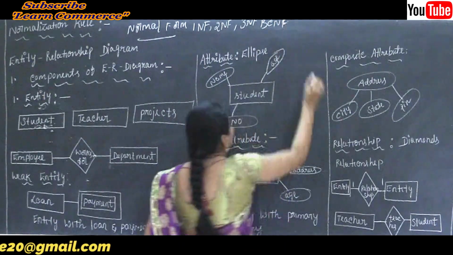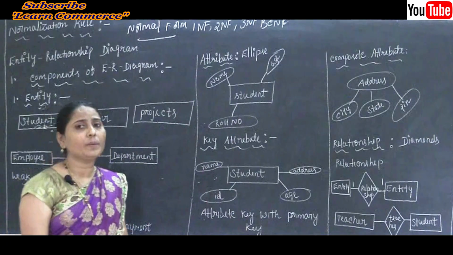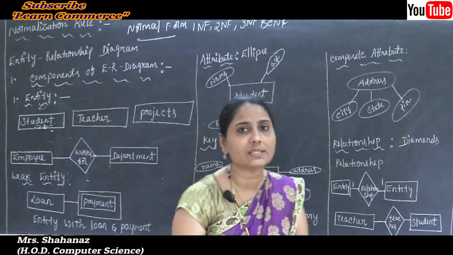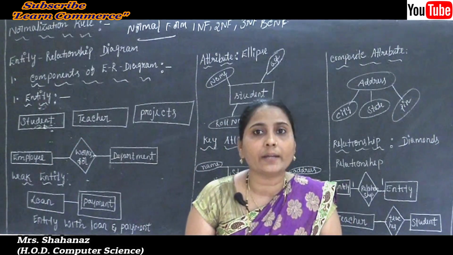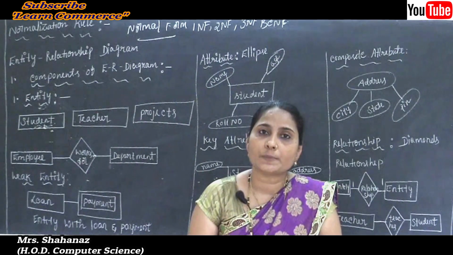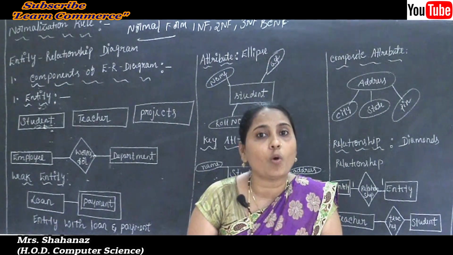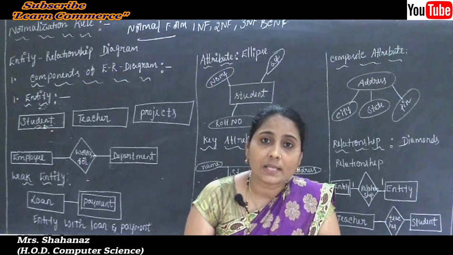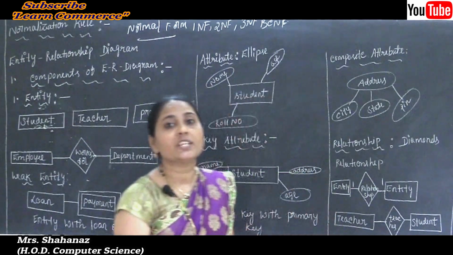So NF in this case here. So what's the meaning of the BCNF? The full form of the BCNF is the Boyce and Codd normal form. The spelling of Boyce is B-O-Y-C-E, and Codd is C-O-D-D.